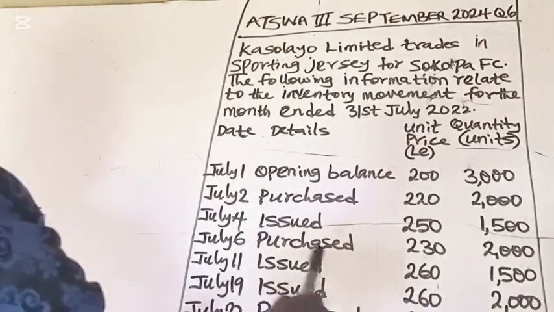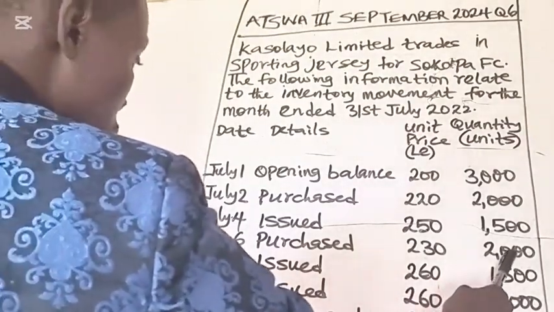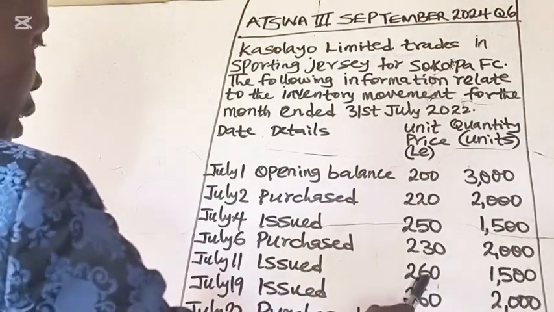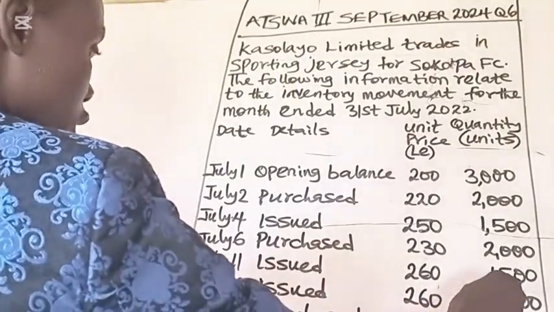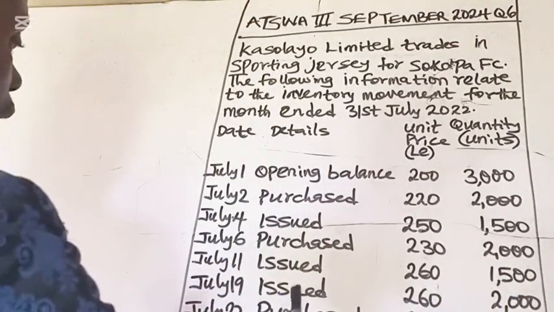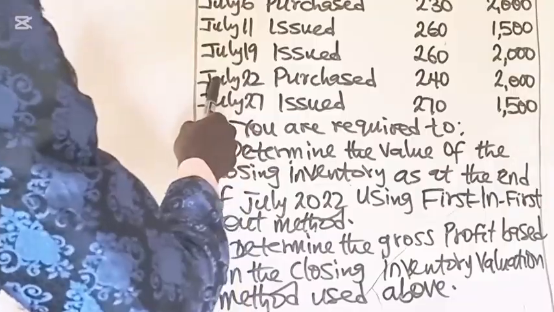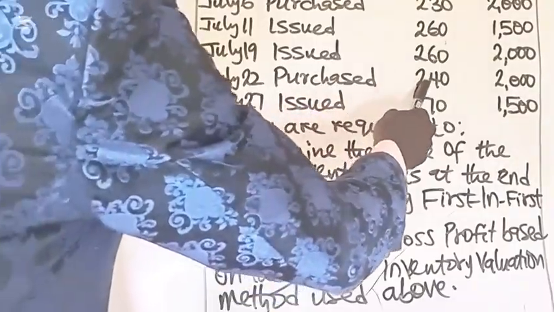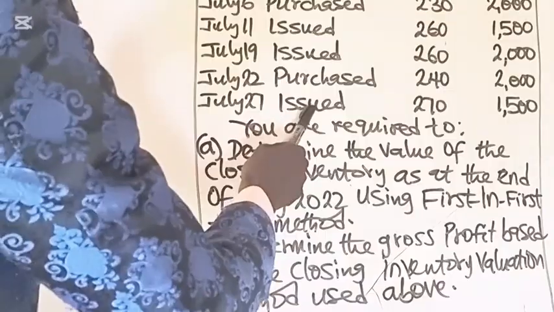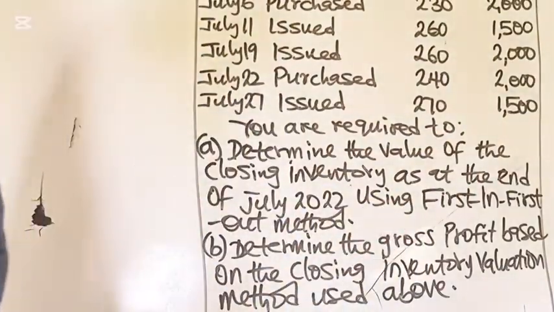July 6, purchased at price of 230 Leon, and the quantity purchased is 2,000 units. July 11, issued at price of 260 Leon, and quantity issued is 1,500 units. On the July 19, issued at the price of 260 Leon, quantity issued is 2,000 units. July 22, purchased at price of 240 Leon, and the quantity purchased is 2,000 units. July 27, issued at the price of 270 Leon, and quantity issued is 1,500 units.